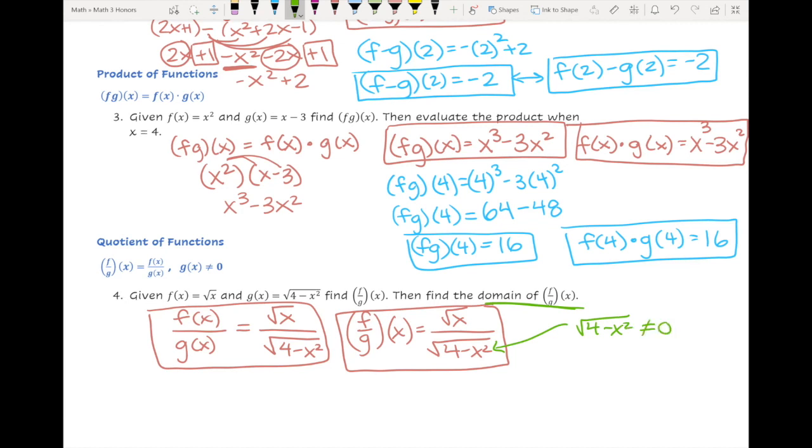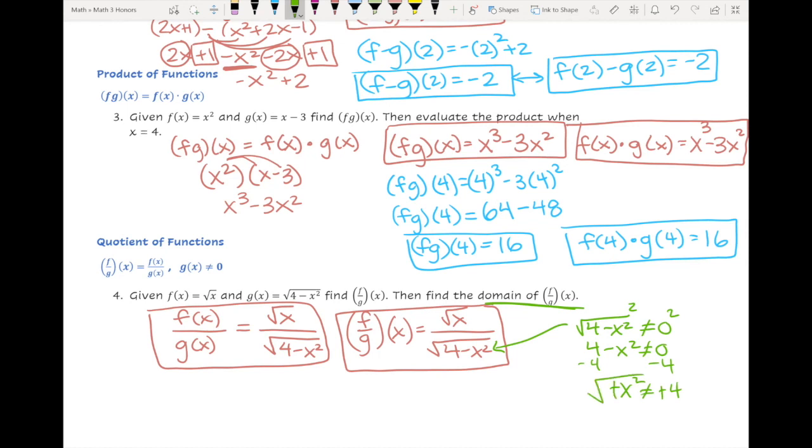That can't be 0. So I'm going to do the same thing on both sides. I'm going to square both sides. So I get 4 minus x squared can't be 0. And then I will subtract 4 on both sides. So a negative x squared cannot be equal to a negative 4, which if I multiply by negative 1 on both sides, my positive x squared cannot equal a positive 4.